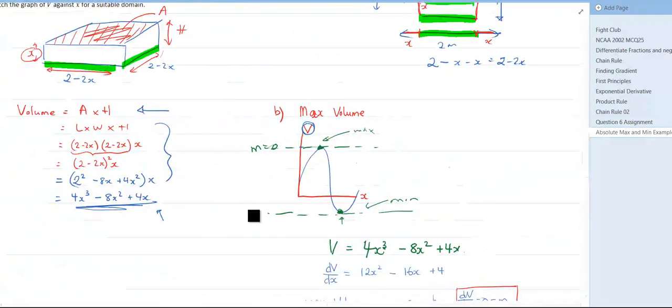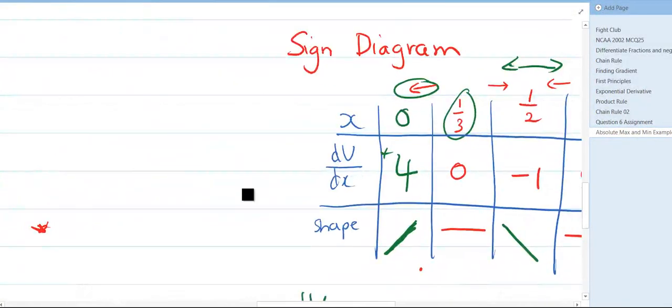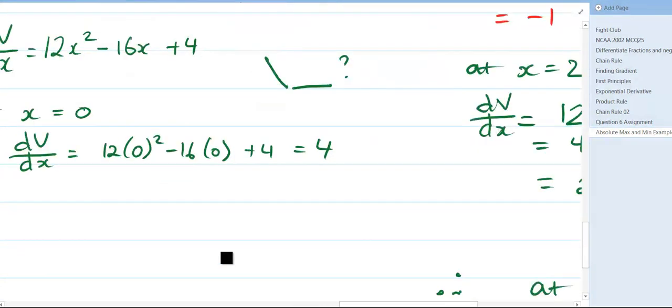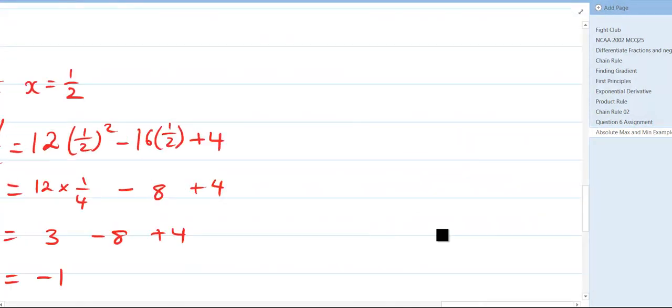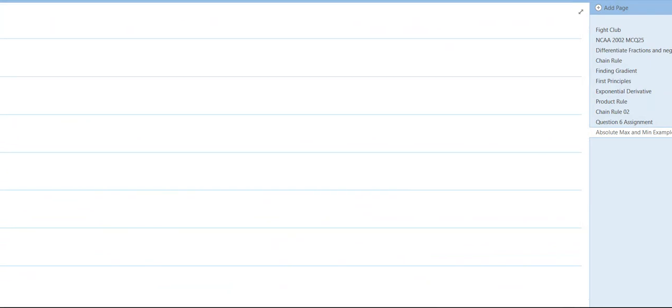So going back to the question, I've now answered part B. And then lastly, it says sketch the graph of v against x for a suitable domain. Well, this comes back to sketching the equation on your calculator, or if you knew already, the graph was v equals 4x cubed minus 8x squared plus 4x.